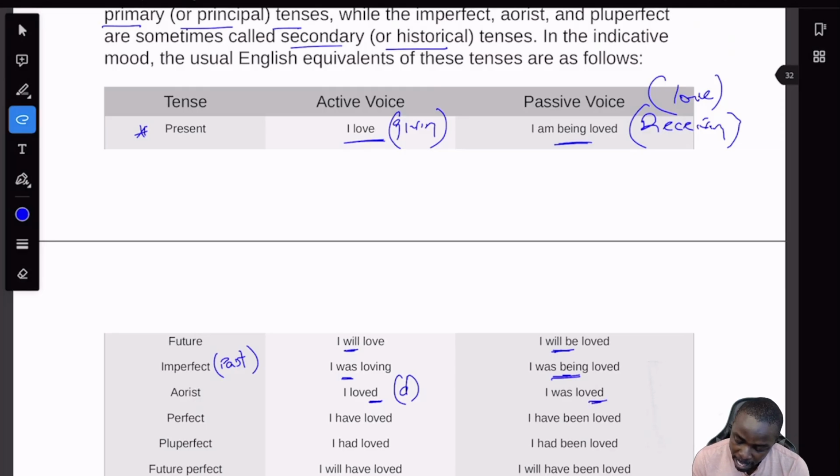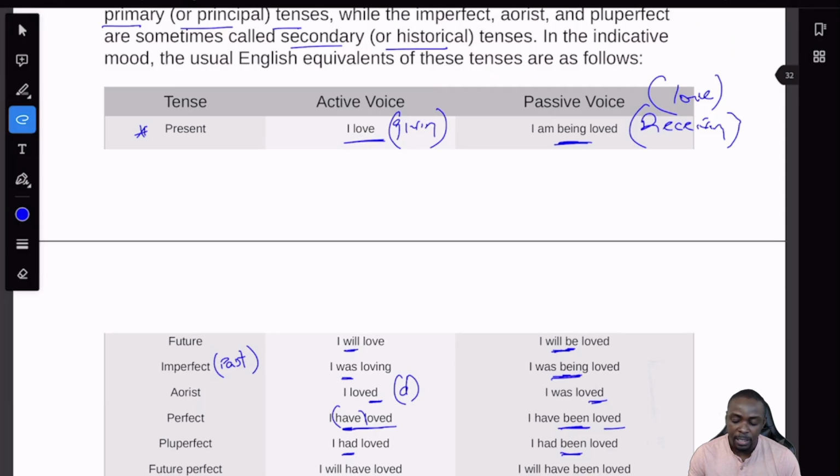The perfect, I have loved. Notice the word have is included now, right? And then I have been loved. So notice the word been continues. For the aorist it is just simple past tense. Then for the pluperfect, I had loved, right? And then I had been loved. And for the future perfect, I will have loved, and then I will have been loved.